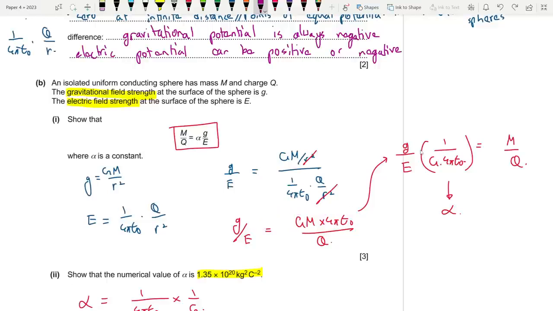So we ultimately end up with g by e times 1 divided by G times 4 pi epsilon naught is equal to m by q, where 1 by G 4 pi epsilon naught is a constant, which is denoted as alpha. Okay. Show that the value of alpha is 1.35 into 10 power 20.